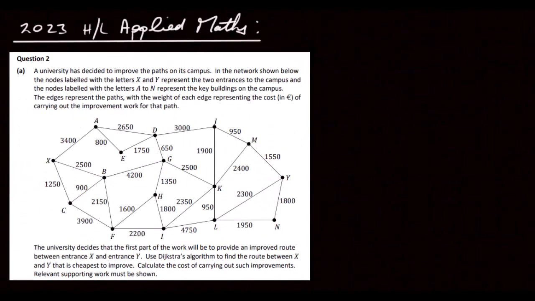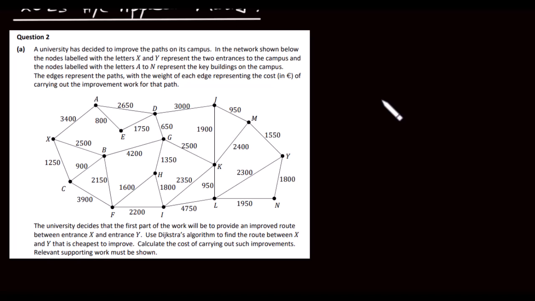Okay, so this is the 2023 Higher Level Applied Maths paper question 2. A university has decided to improve the paths on its campus. In the network shown below, the nodes labelled with the letters X and Y represent the two entrances to the campus, and the nodes labelled with the letters A to N represent the key buildings on the campus. The edges represent the paths, with the weight of each edge representing the cost in euros of carrying out the improvement work for that path.